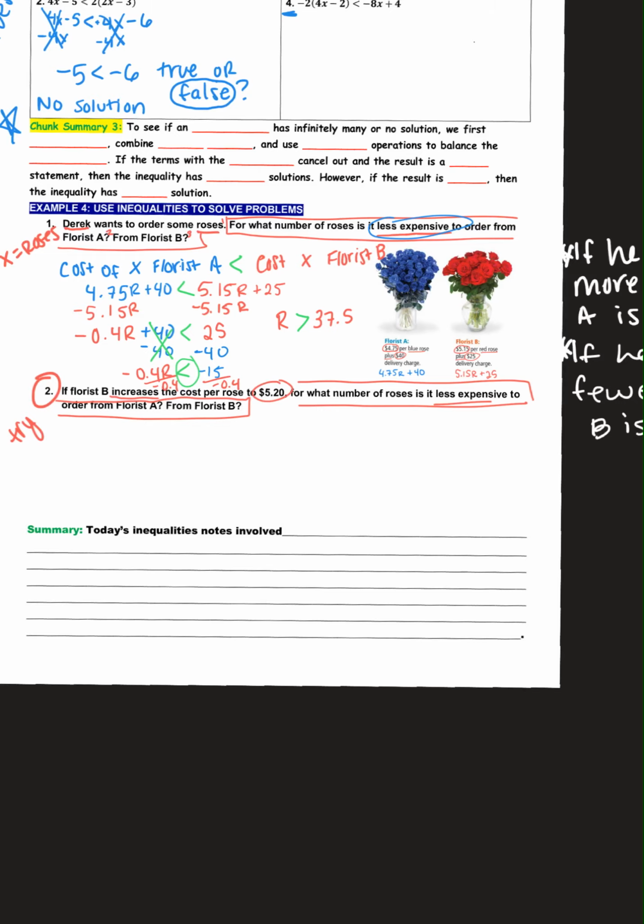So I'll help you set it up. Florist B is increasing. So instead of it being $5.15, it's going to be $5.20. So florist B is now $5.20 R, still plus the 25. Oh, I forgot the R. And it's still going to be less than. And then we're going to have the cost of florist A on the other side. And it didn't say anything changed about florist A. Well, florist A is still staying 4.75 R plus 40. And I want you to do the rest.